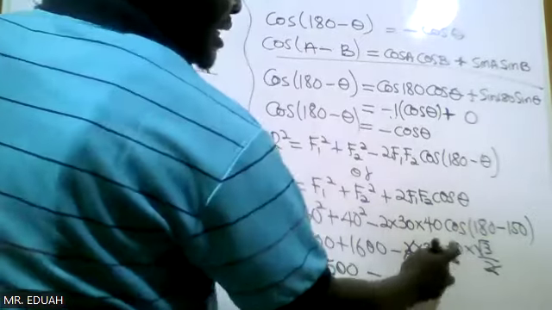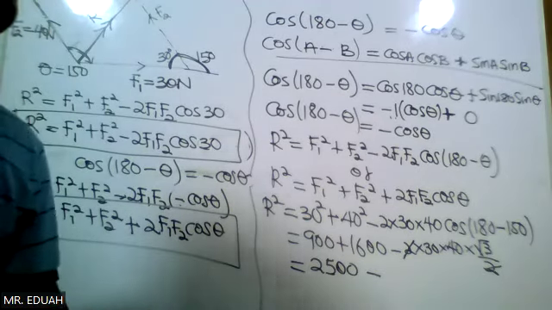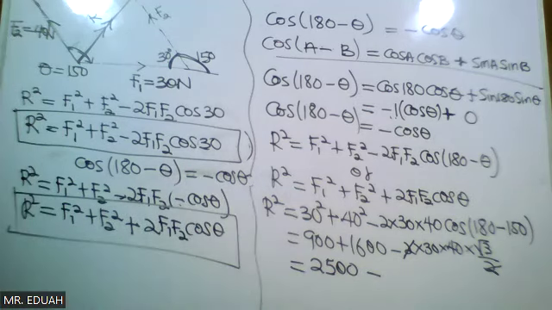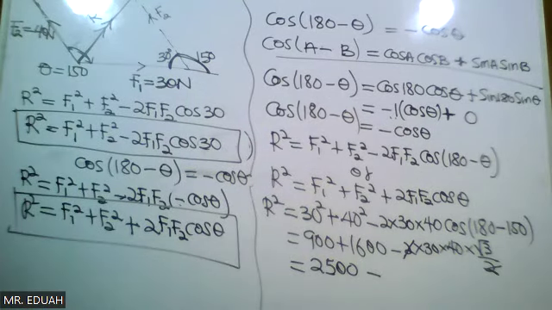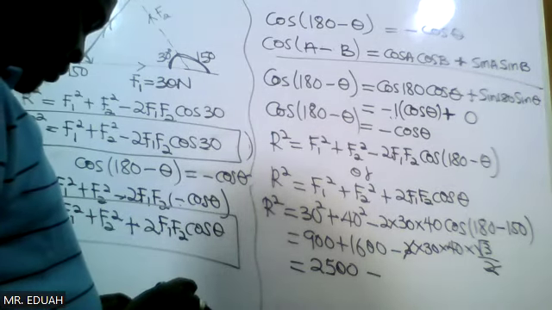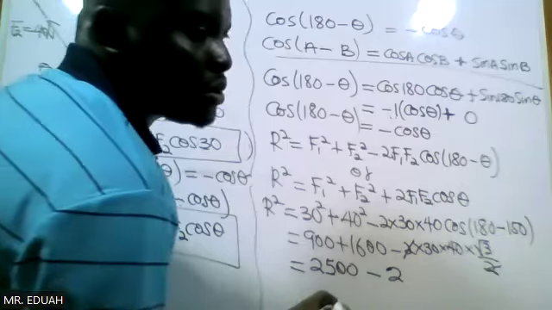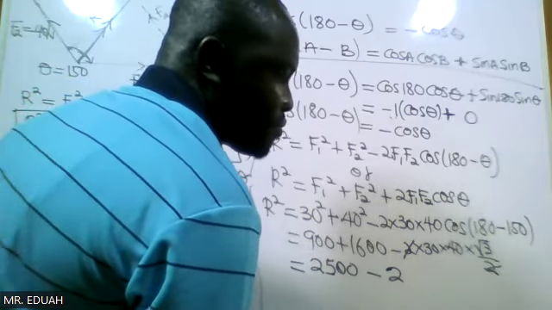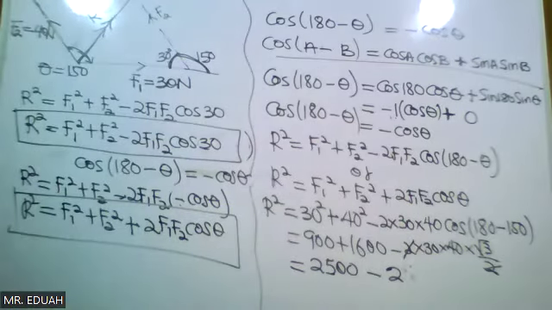minus, this is 1200 times root 3. Multiply 1200 by root 3 for me. 1200 times root 3 is 2000 and 78, so 2078.46.